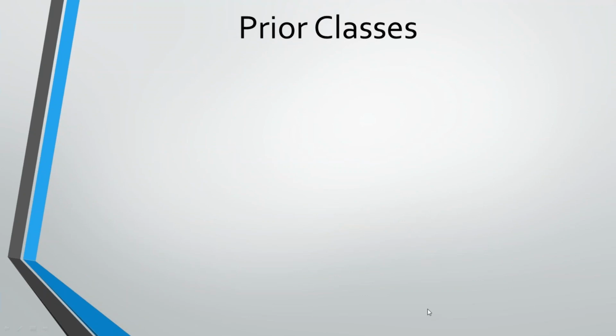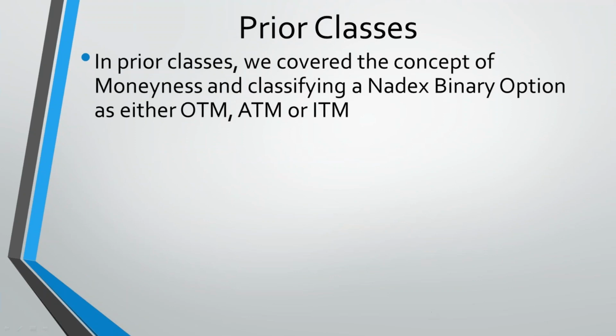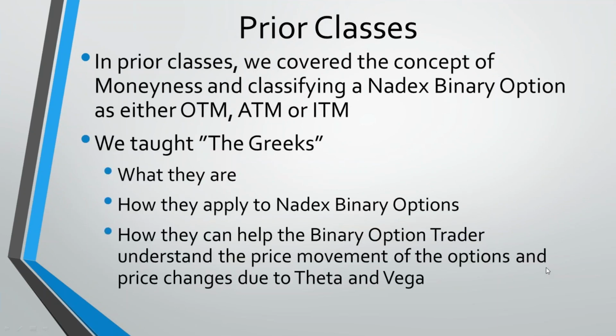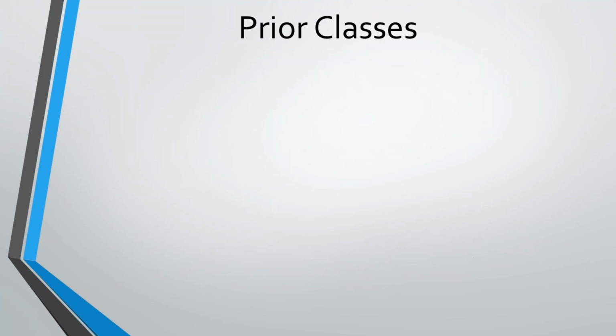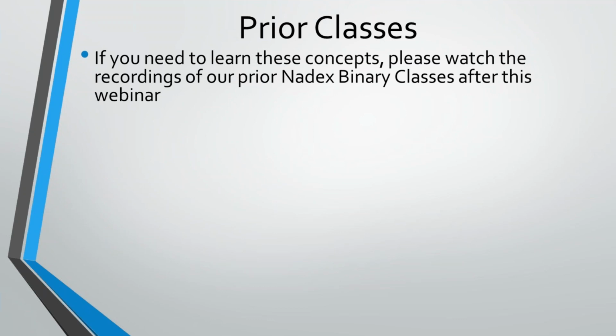So, in a prior class, we covered the concept of moneyness and classifying a Nadex binary option as either out of the money, at the money, or in the money. We taught the Greeks, what they are, how they apply to Nadex binary options, and how they can help the binary option trader understand price movement of the options and price changes due to Theta and Vega. If you need to learn these concepts, please watch the recordings of our prior Nadex binary classes after this webinar.